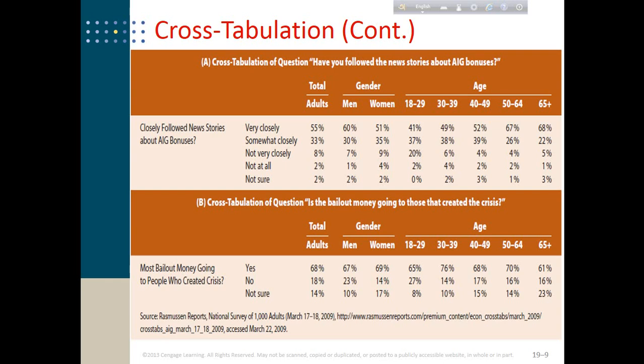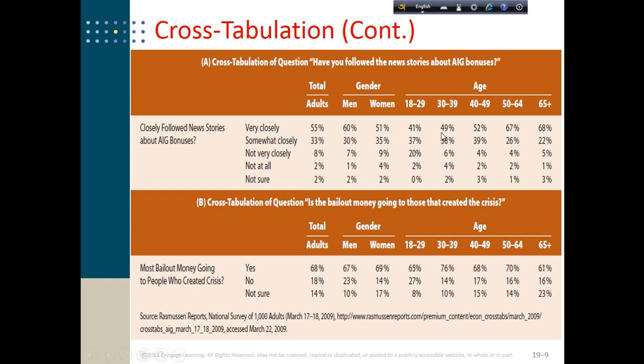For example, when we see the overall result, 55% have very closely followed the news. When we divide them between men and women, we see that 60% of men closely followed it and 51% of women closely followed the news. So we understand that whether the news was closely followed by our respondents or not depends on their gender. Men generally followed the news more closely than women.